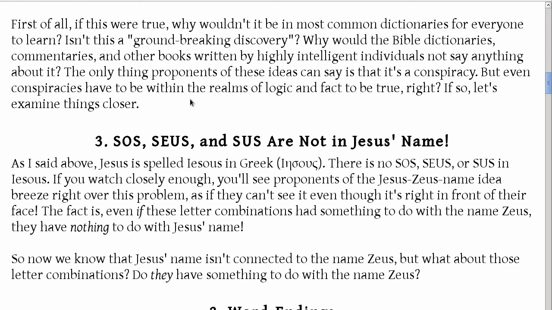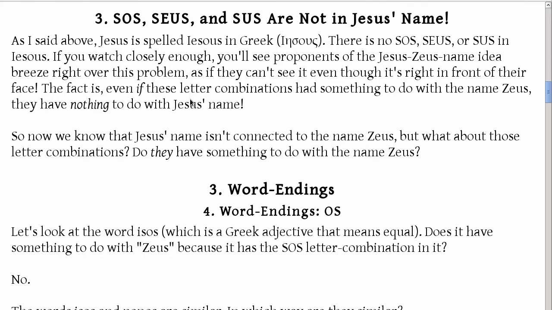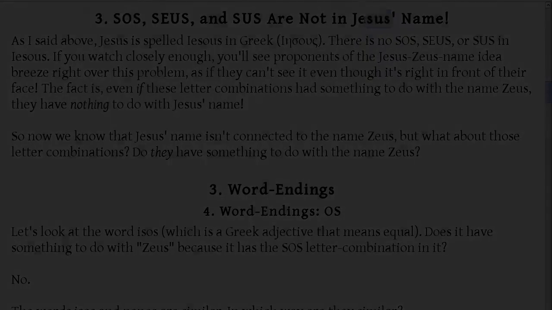The only thing proponents of these ideas can say is that it's a conspiracy. But even conspiracies have to be within the realms of logic and fact to be true, right? If so, let's examine things closer. SOS, SEUS, and SUS are not in Jesus' name. Now, you might say, but wait a minute, SUS, SUS. That's English. I'm talking about Greek.